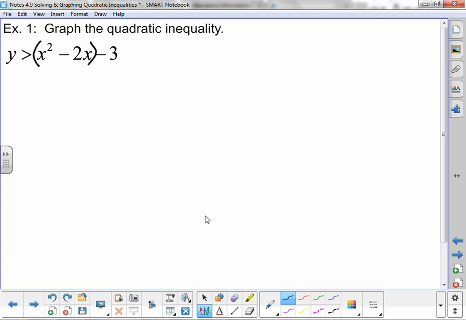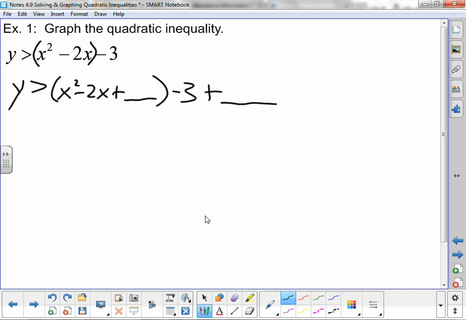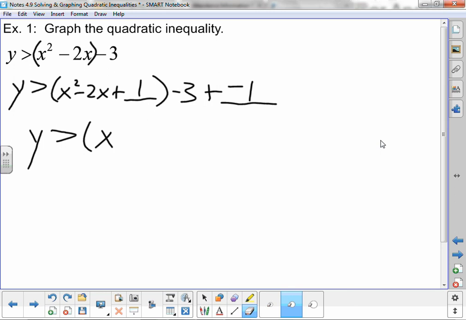So you would group these two to turn into vertex form. That'd be y is greater than x squared minus 2x, just a new piece, minus 3, and then you'd add on a new piece there. So you take half of the negative 2, which is a negative 1, square it, and you get a 1. Now you're going to add a negative 1 on, because once you add the 1 and you subtract 1, that's like you didn't do anything at all. So you're not actually changing the inequality. So this is y is greater than x minus 1 squared minus 4.